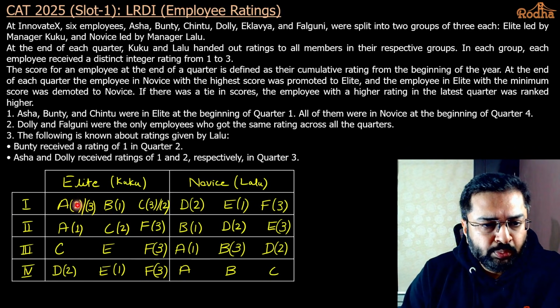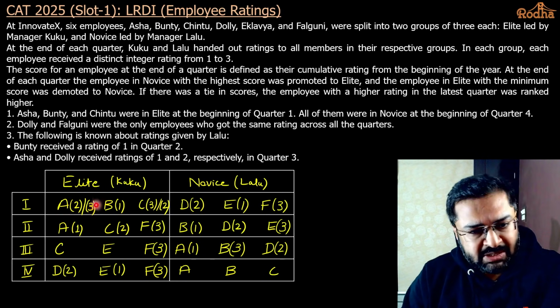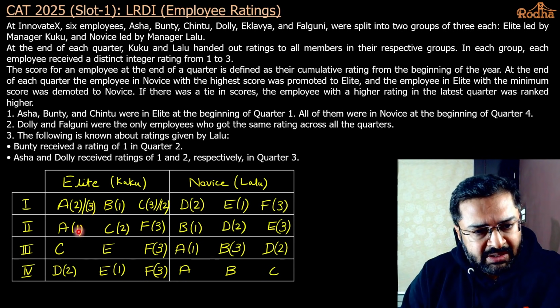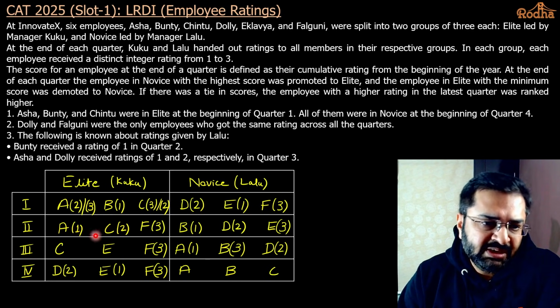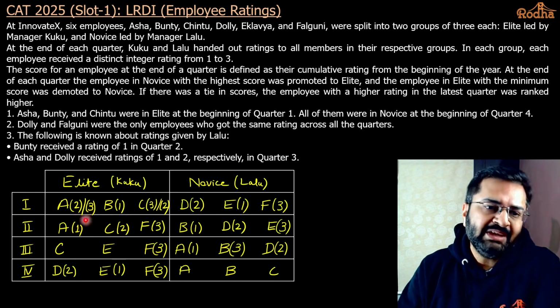If this is 2, 2 plus 1, 3, and this is 3 plus 2, 5. So A would go out in the first case. Look at the second case, A3, A1. So this is a total of 4, and C2 and C2. This is a total of 4. But who would go out? Because of that recency factor, again, here C2, A1, so A would go out. So in both the cases it's satisfying.